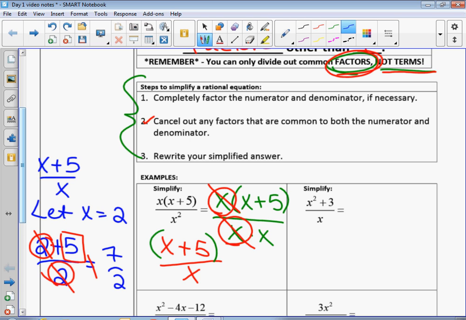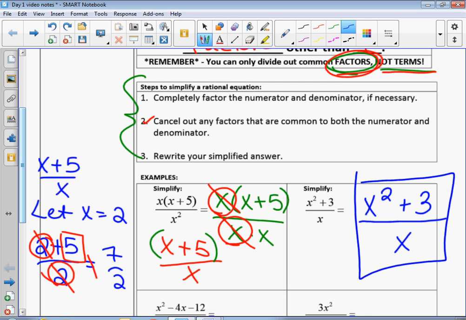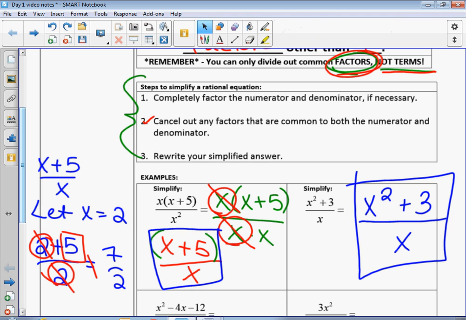The second example, x squared plus 3 over x. Can we factor x squared plus 3? I hope you said no. In the denominator, we just have x. So, are there any common factors in the numerator and denominator? I don't see any. The only common factor is the 1, so we know we're simplified. Let me highlight my answer in the last example too.